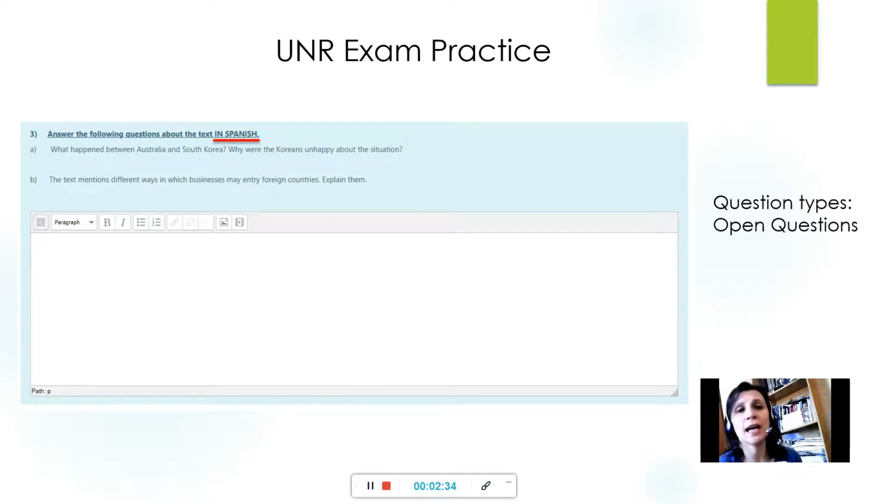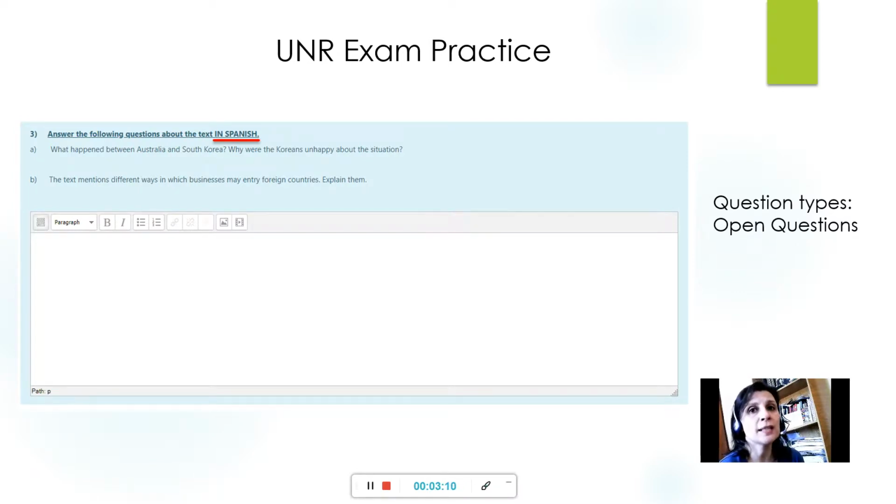Then you have these types of open questions, and of course you have to write your answers in the text box below. But in this case, you have to pay special attention to the instructions. For example, in this question it says answer the following questions about the text in Spanish. This is because sometimes, since they are testing your reading skills, not your writing skills, they want to make sure all students can show their understanding regardless of their level of English, right? So they want you to write the answers in Spanish.